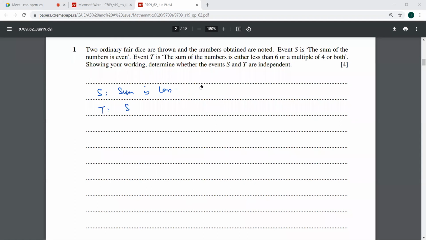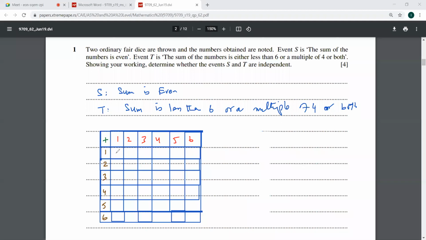It says the sum is even. Okay. The sum is even, and T is the sum is less than 6 or a multiple of 4 or both. To answer this, we need to have the table diagram. Let's draw that quickly.